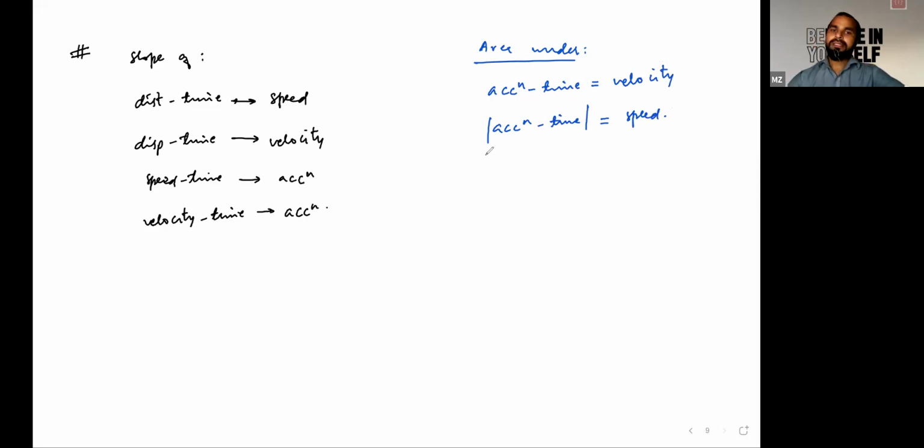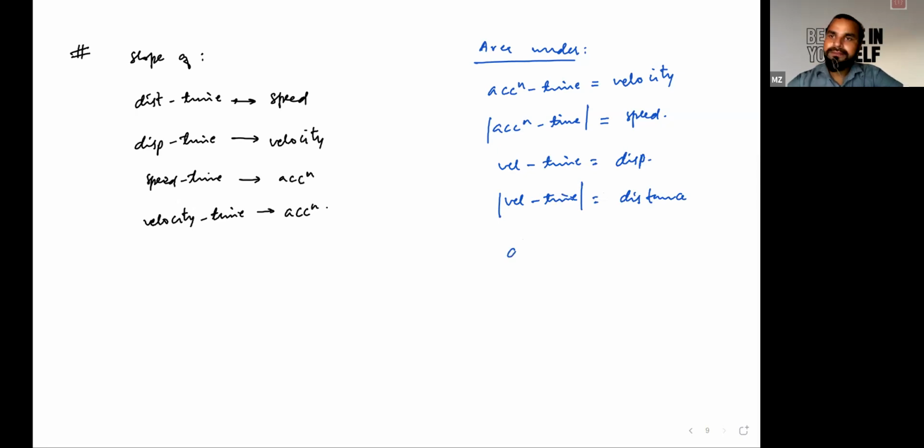Okay. Similarly, velocity time graph: area under the velocity time graph gives you displacement. But if we take mod of this particular part, it will define you distance. So it is nothing but displacement, and this is nothing but distance.